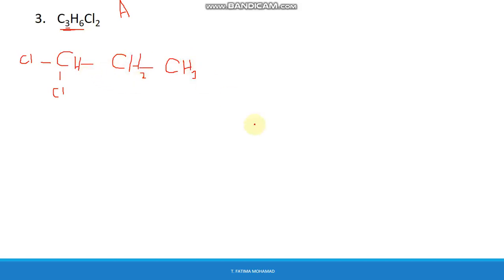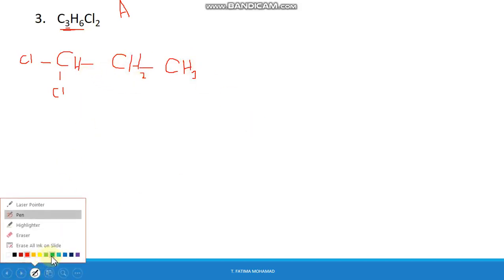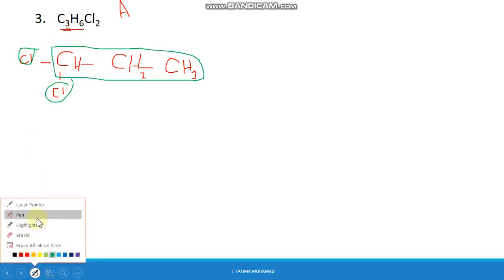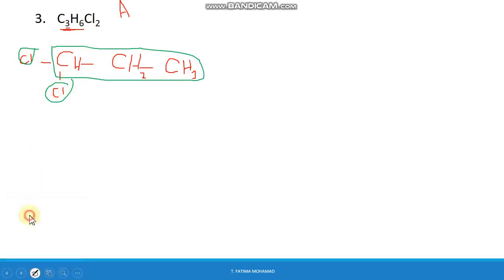What's the name of this one? This is the main chain. We have here branches. So the name of this isomer is 1,1-dichloropropane. Let's see the second one.